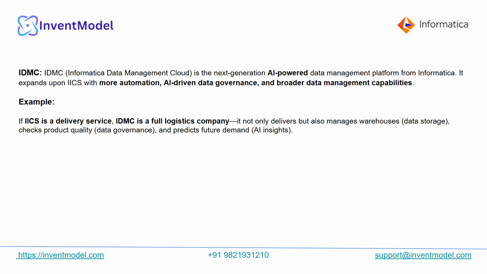So, just as an example, IICS is only a delivery service, and IDMC is a full logistics company. It is the data hub. It not only delivers but also manages the warehouse, data storage, checks product quality, data governance, and predicts future demand. Through the help of AI, we can predict further demand in the market.